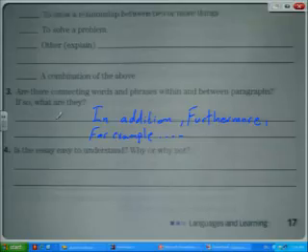The last question was, is the essay easy to understand? Why or why not? That's something, of course, for you to consider and answer. Was it easy? Was it not? I would say it was probably average, not very easy, but then again, not very difficult. If you had focused and paid attention a little bit, you would probably have a good understanding of what the essay was aiming for.